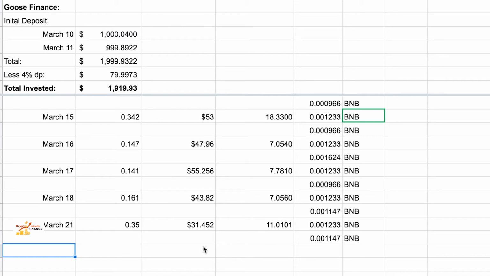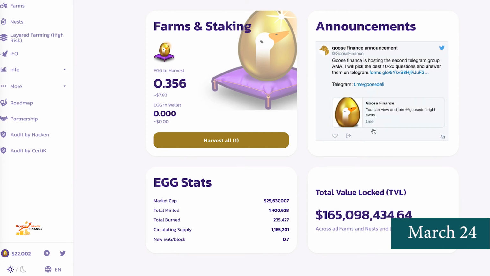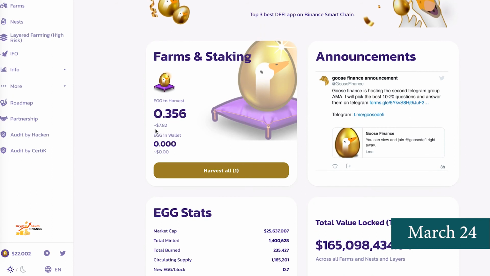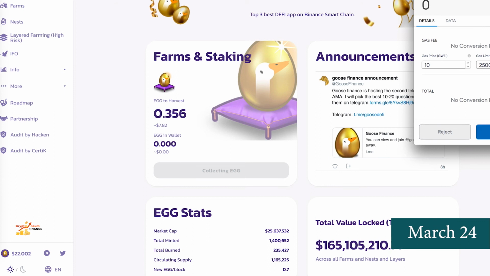Today is now March 24, and again the price of egg has dropped quite a bit. It's only at $22. So you can see it's like playing a game of, I don't know, trying to catch a snake or something like that. It's just absolutely insane. So now today my 0.035 egg is only worth about $7.82. So I'm not even sure if that is worth harvesting, but anyways, let's go ahead and harvest that, and press confirm again on our MetaMask.